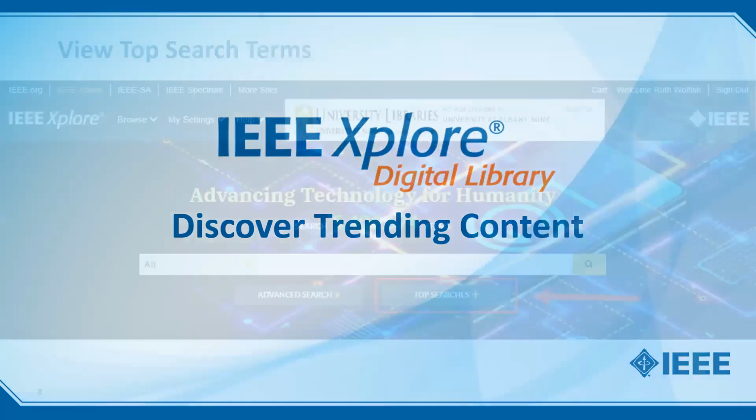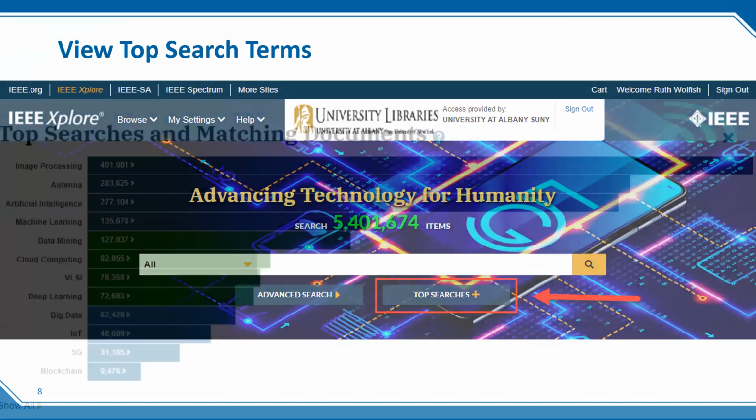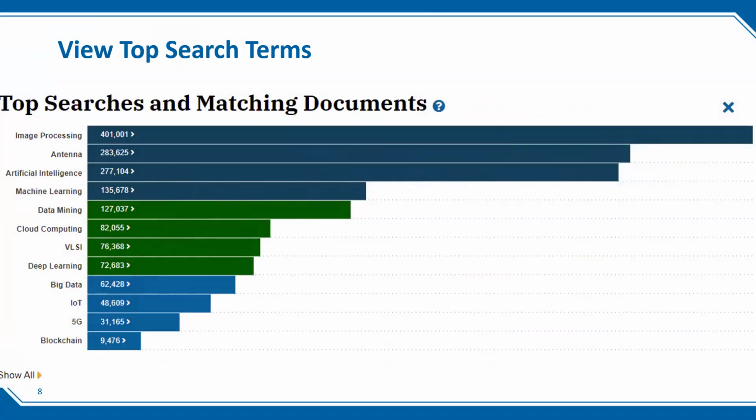Discover trending content. Oops, sorry, one slide. Under top searches, you can see the top searches and matching documents. So if you're looking for a place to help you decide to write a research topic, what are the cutting edge topics? What are people researching?